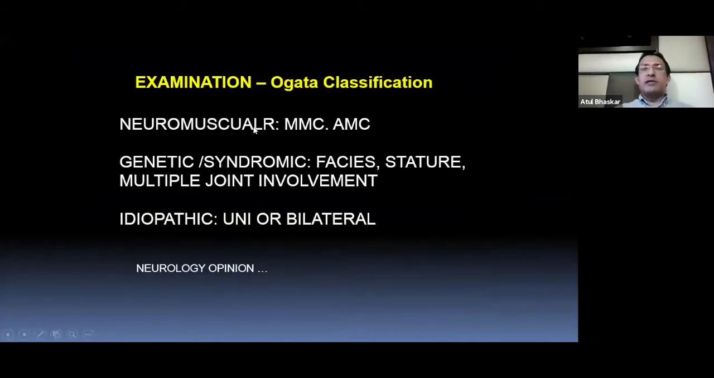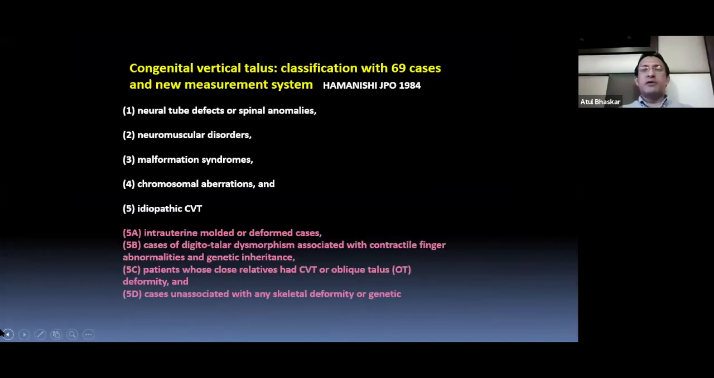So there are a couple of classifications of vertical talus from the exam point of view. You can either use the simple classification by Ogata, which divides the vertical talus into the neuromuscular type, the syndromic type, or the idiopathic type. So it's easy to remember. Typically for the first two, you will need some kind of neurological input so that you don't miss any other issues with the child. But the most comprehensive classification was given by Hamanishi. This is now quite well accepted.